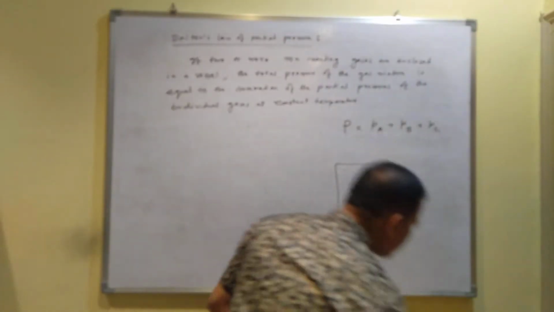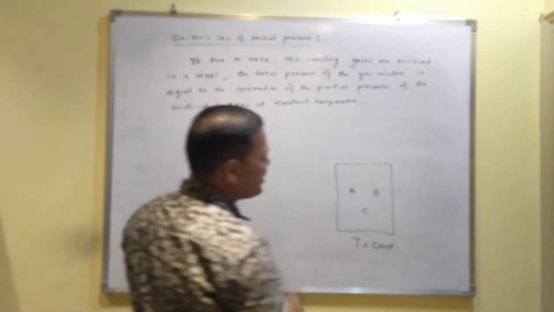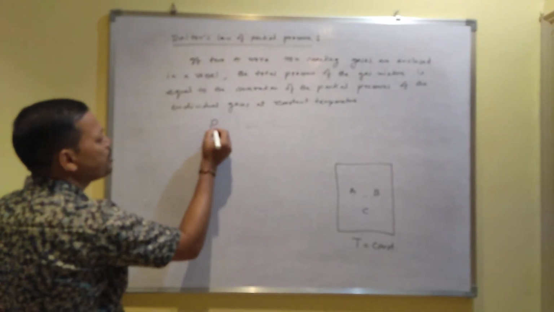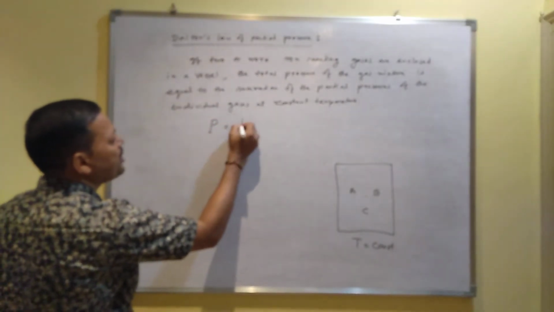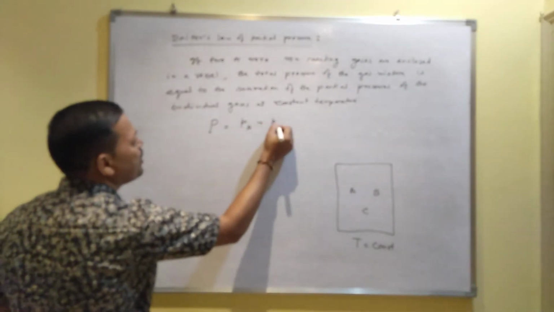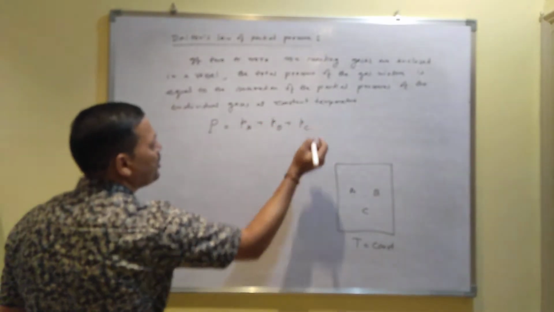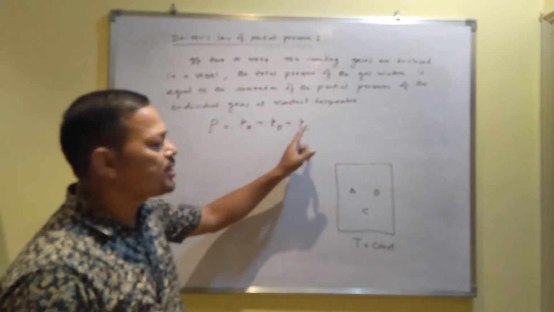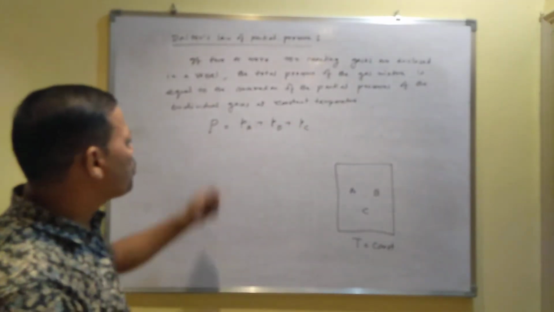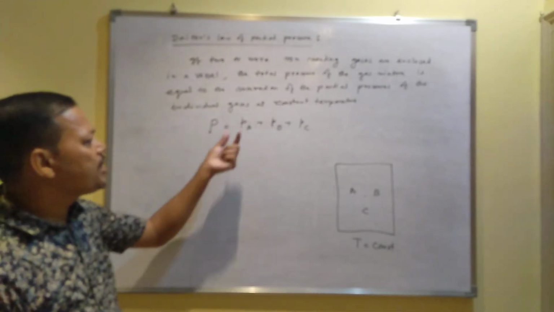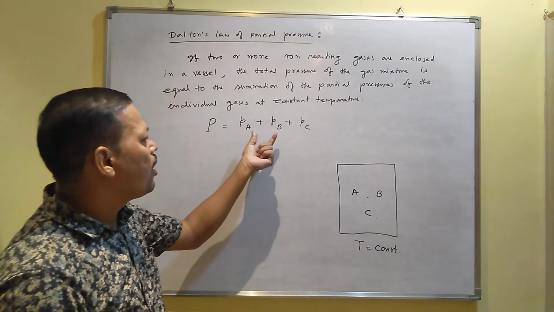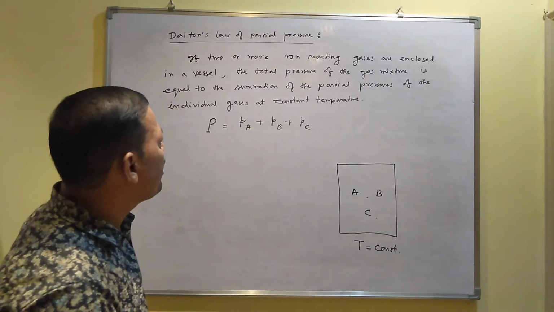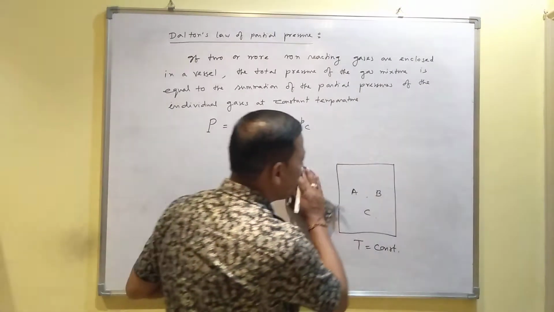So if the gases are A, B, C inside the container, then the total pressure P, according to Dalton's law, is equal to PA plus PB plus PC. If another gas D is present, suppose, then P is equal to PA plus PB plus PC plus PD, like that. So the total pressure of the gas is equal to the summation of the partial pressures, I mean the individual pressures of different gases. This is Dalton's law.